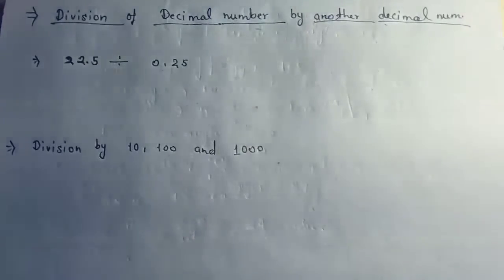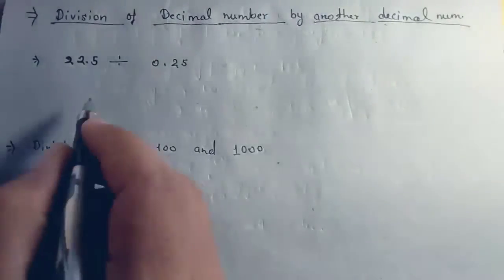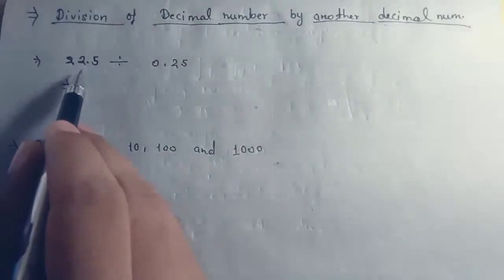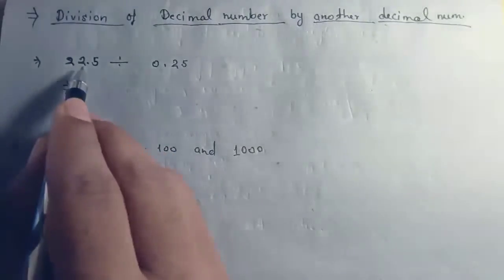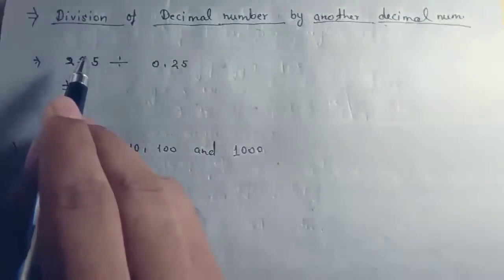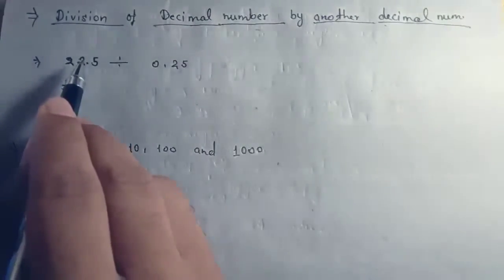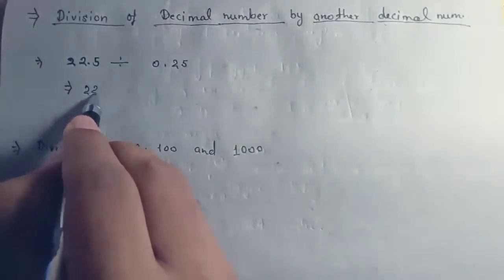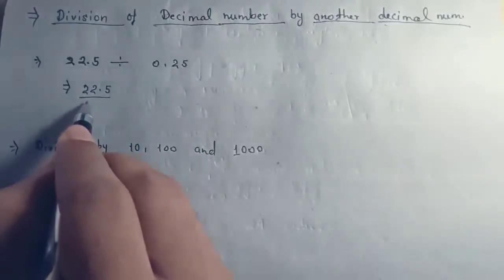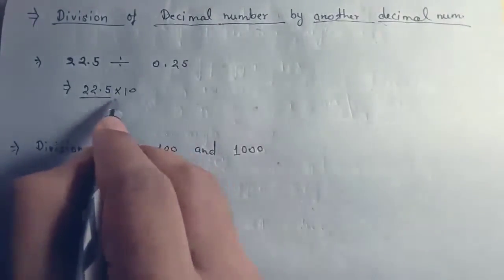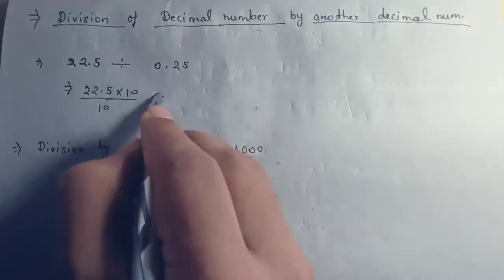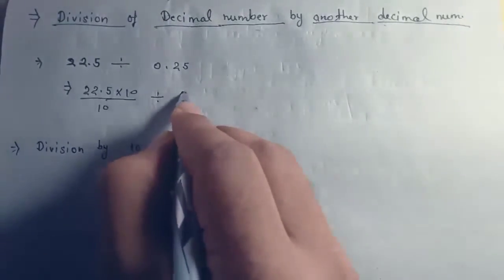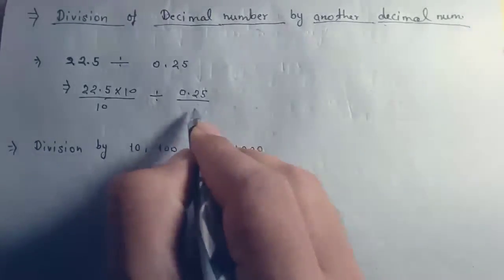You can see there is 22.5 divided by 0.25, and the basic method is to first convert this decimal number into the form of a fraction. There is one digit after the decimal point, so you have to multiply by 10. Now it becomes 22.5 upon 10 divided by 0.25. Here you have to multiply by 100.